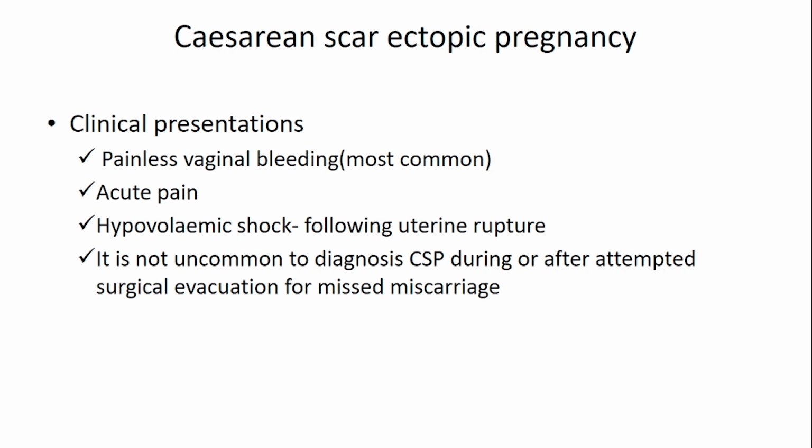Now, what could the presentation be? Painless vaginal bleeding is the most common. There could also be abdominal pain. The patient could present in hypovolemic shock following uterine rupture. And it is not uncommon to diagnose a cesarean section scar ectopic during or after an attempted surgical evacuation of a presumed miscarriage. So, like I said, it's a killer because most of the time the diagnosis is missed.